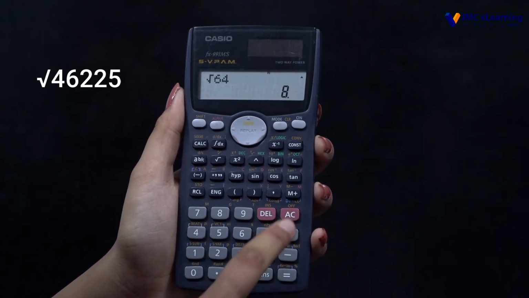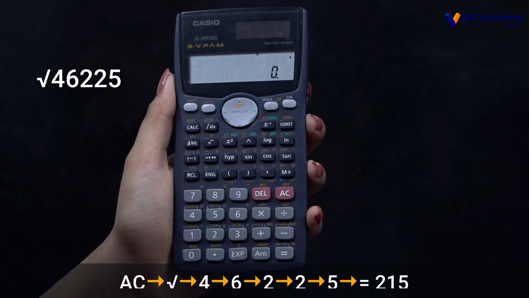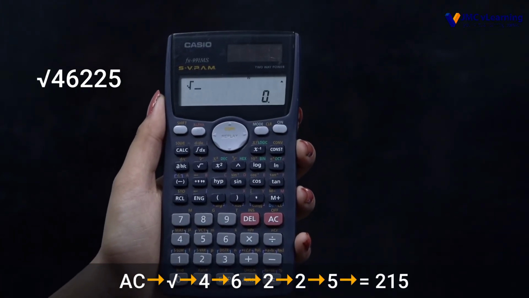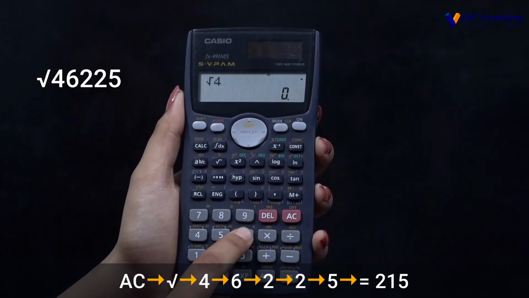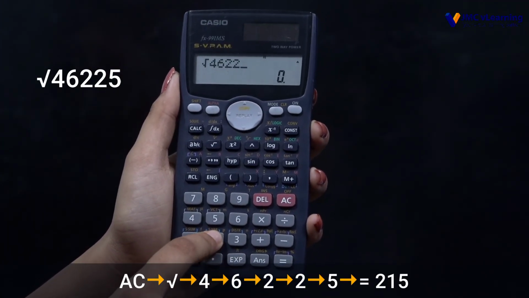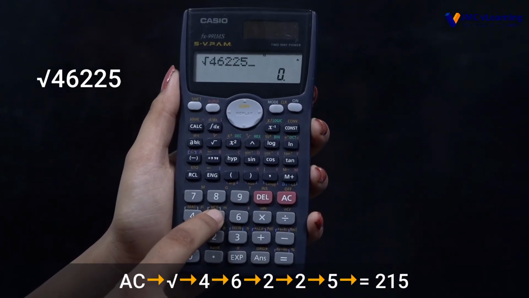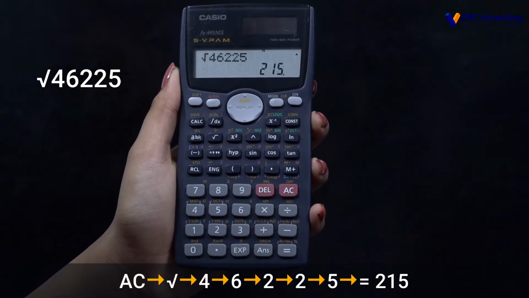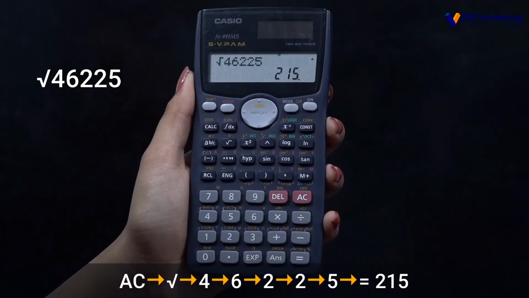The second example, the square root of 46,225. First you have to press the AC on key, then the square root key, then 4, next 6, then 2, again 2 and 5. Let's take the answer, press the result key. The answer is 215.